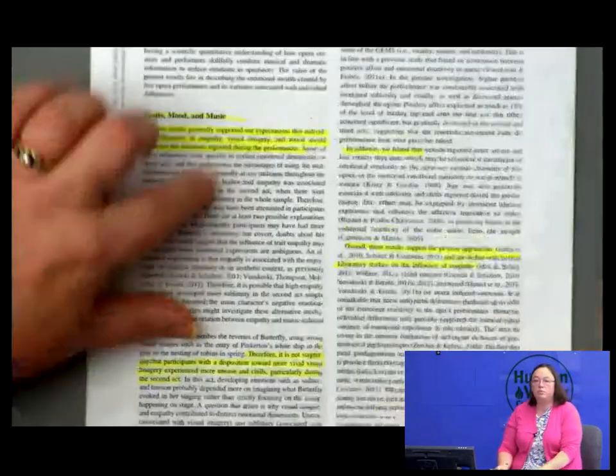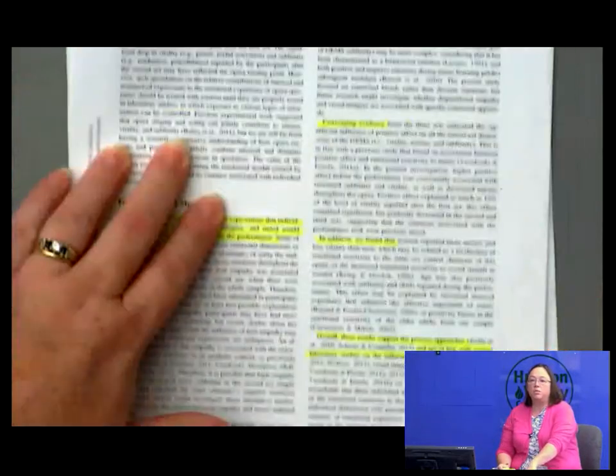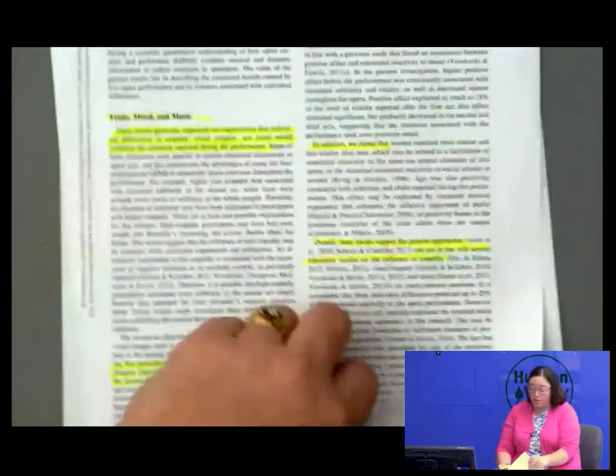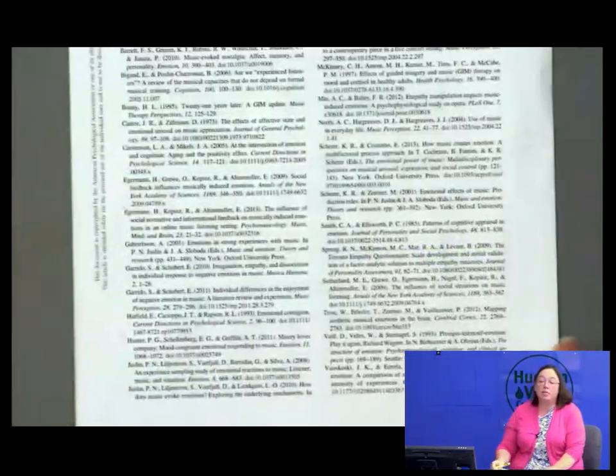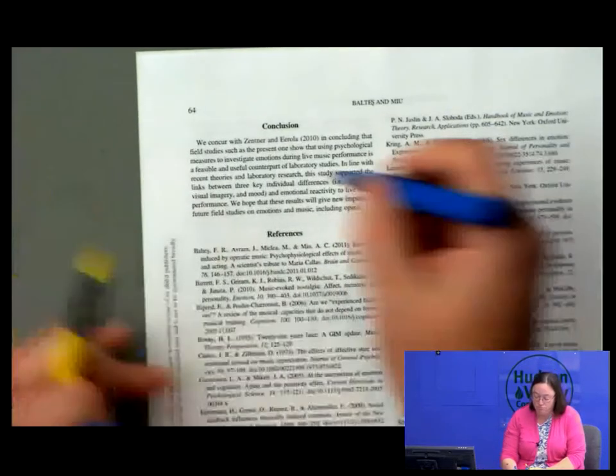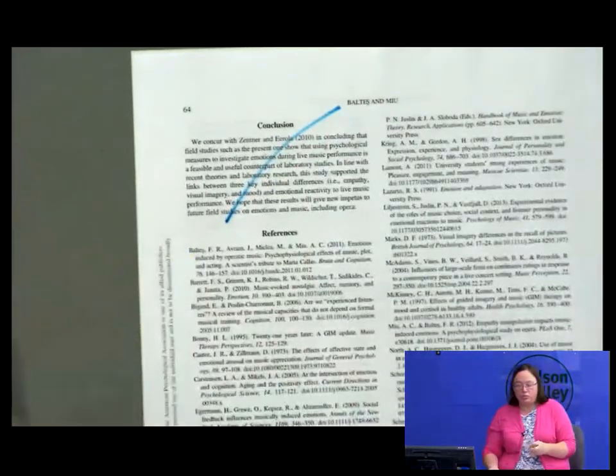So let's see, this one was number 3, this is number 4, number 5, number 6, number 7. This was a very busy study. They have 7 findings. And then we get to the very end where it says conclusion, which you don't need to read that.